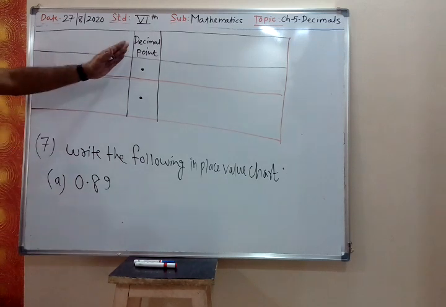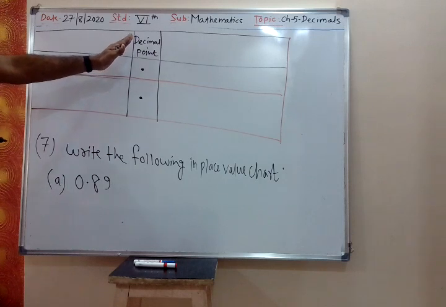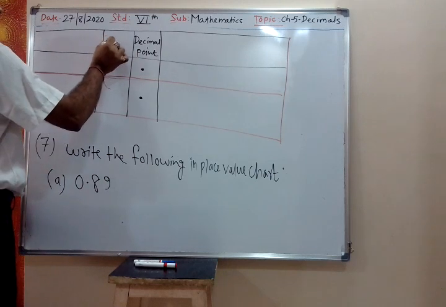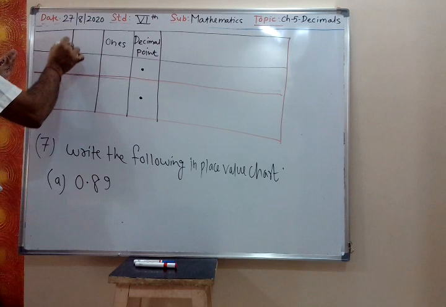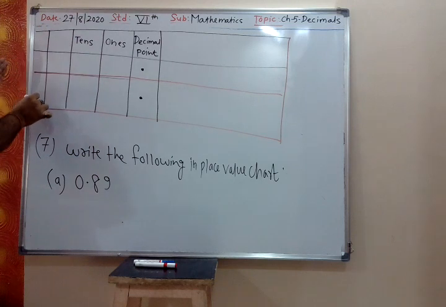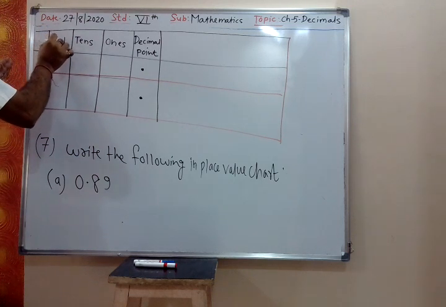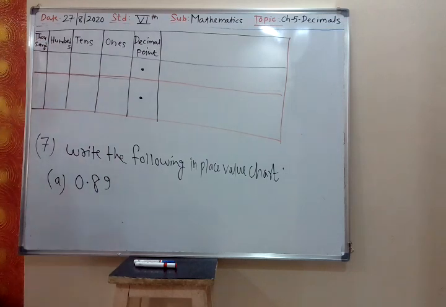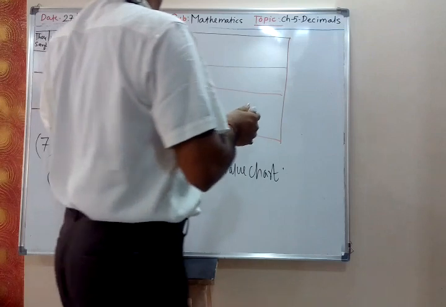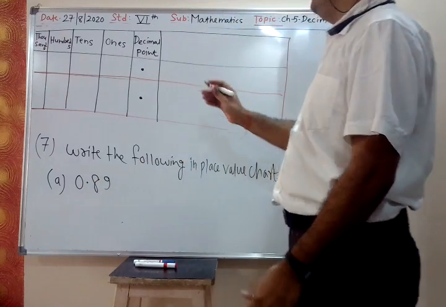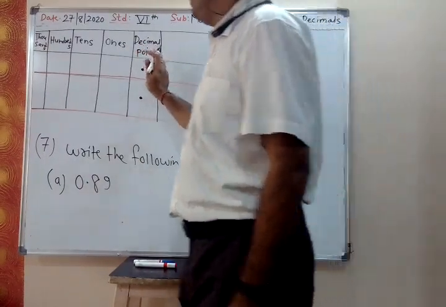Then from this decimal point, when you move to the left, the first digit will be ones. The second digit will be tens. The third digit will be hundreds. The fourth digit will be thousands. From the decimal, moving to the left, it is ones, tens, hundreds, thousands.